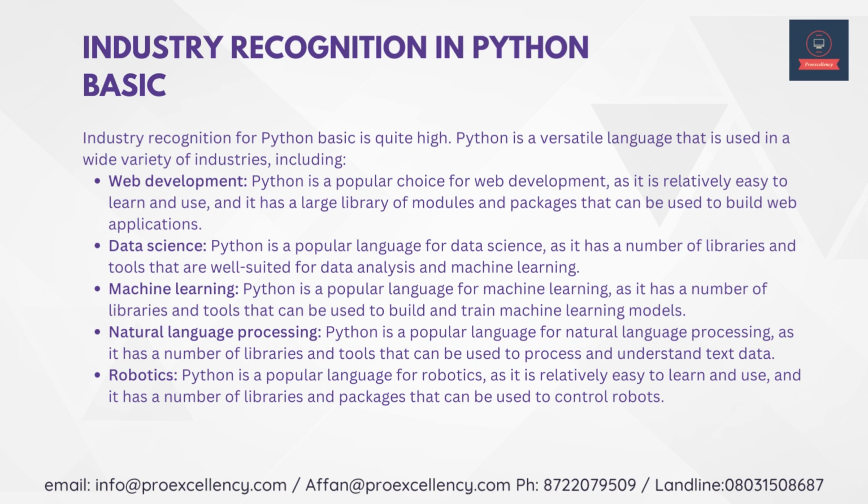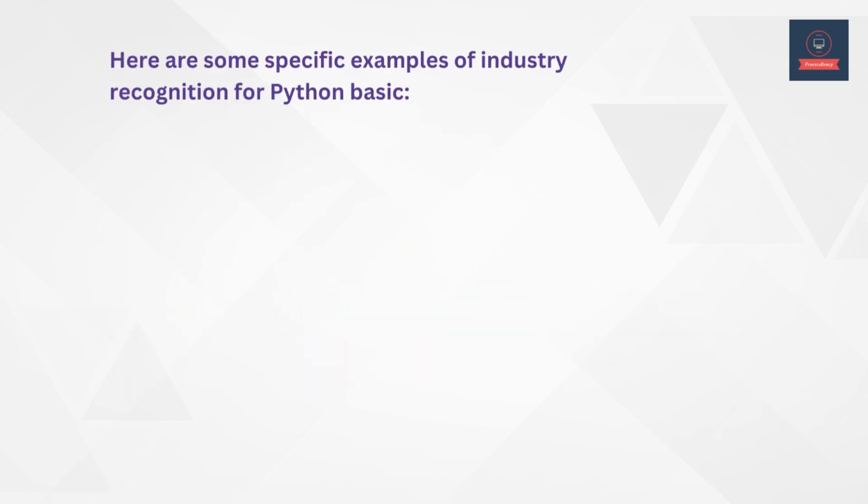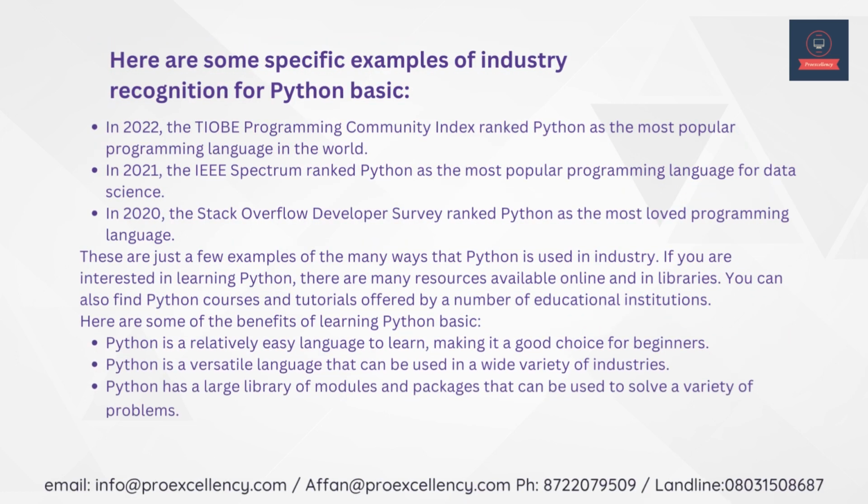Robotics. Python is a popular language for robotics, as it is relatively easy to learn and use, and it has a number of libraries and packages that can be used to control robots. Here are some specific examples of industry recognition for Python Basic. In 2022, the TIOBE Programming Community Index ranked Python as the most popular programming language in the world.